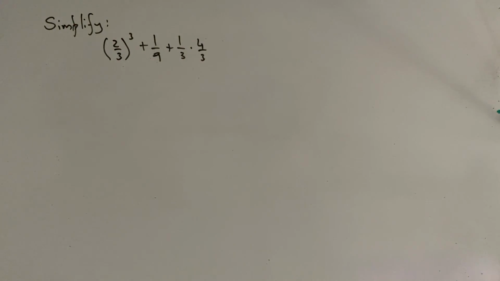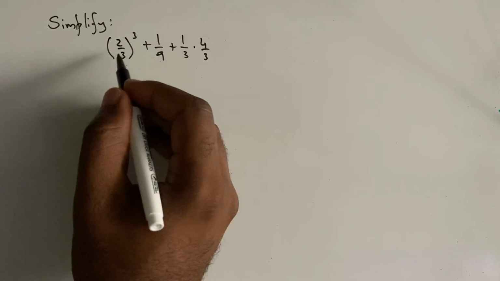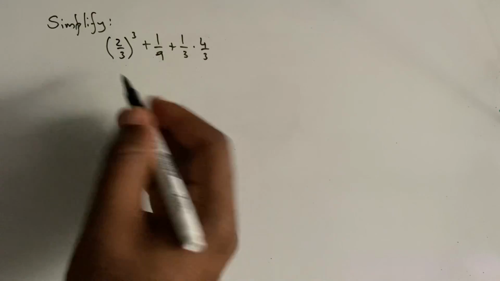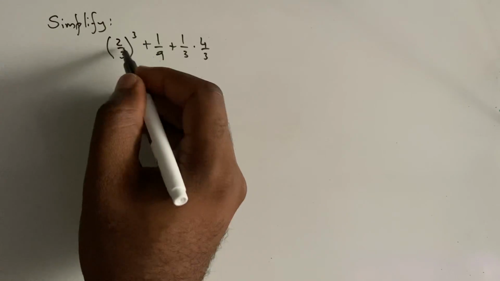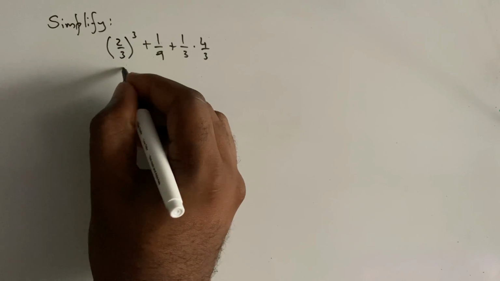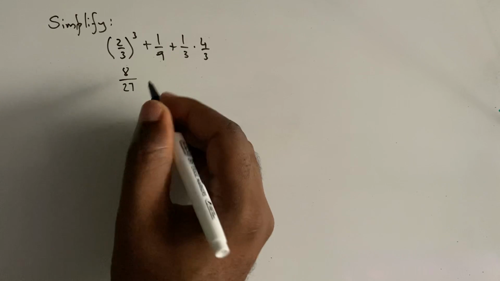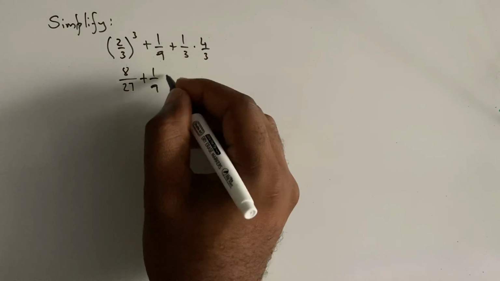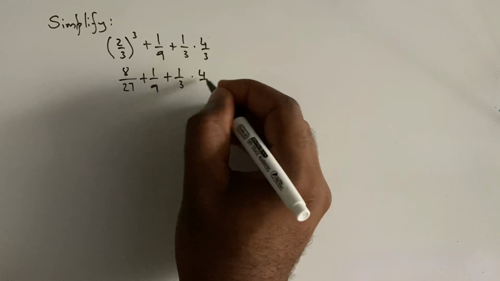So here you're gonna do the same thing, but again, you have a grouping symbol, parentheses, with something cubed, so you have exponents. You gotta start here. So 2/3 cubed, that means you're gonna have to multiply 2 by itself 3 times. 2 times 2 times 2, which is 8. 3 times 3 times 3, 27. Plus 1 over 9, plus 1 over 3, times 4 over 3.